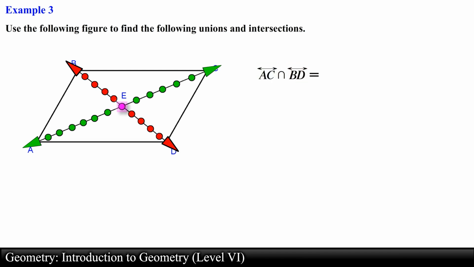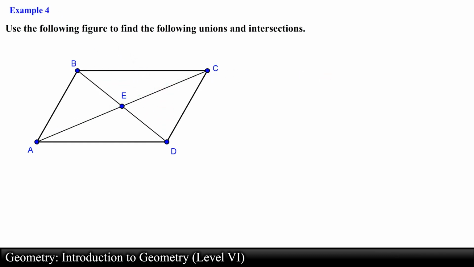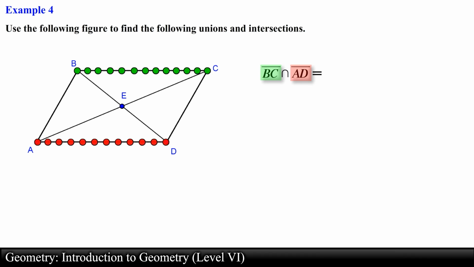So the intersection of these two lines is a set that contains point E. Alright, let's move along to the next example. Here we need to find the intersection of line segment BC and line segment AD. The set of all points that are associated with line segment BC are represented as follows, and those associated with line segment AD are represented as follows.